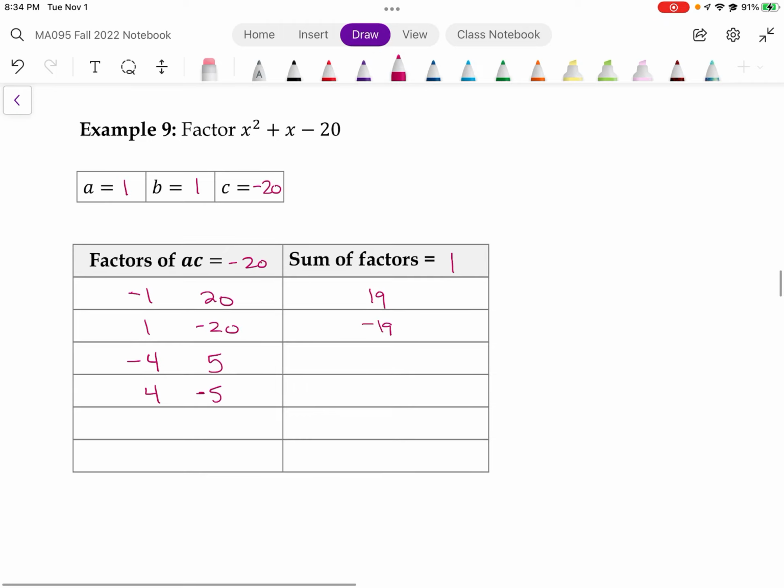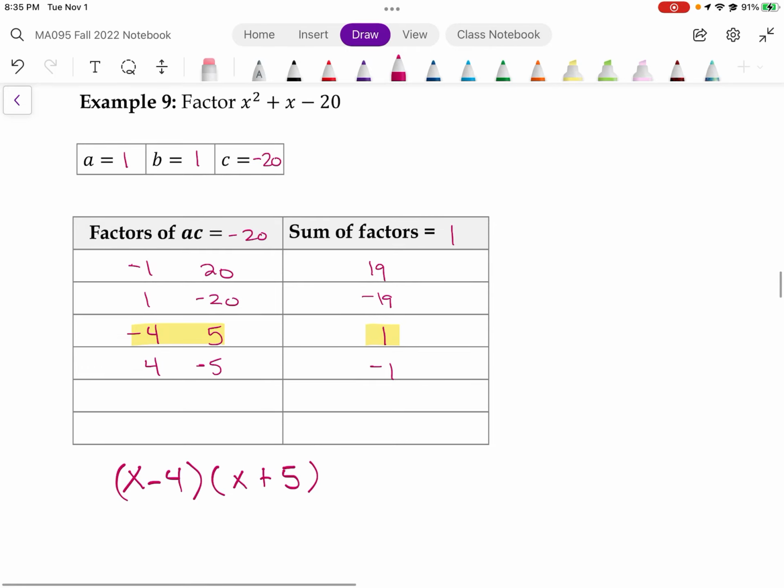All right, so let's sum those. Negative 4 plus 5 is 1. Oh, we found it. So we got negative 4 and 5 and 1. That's going to be our factors. So we can stop looking for factors of 20. Once you find it, you can stop. So we get x minus 4 times x plus 5.